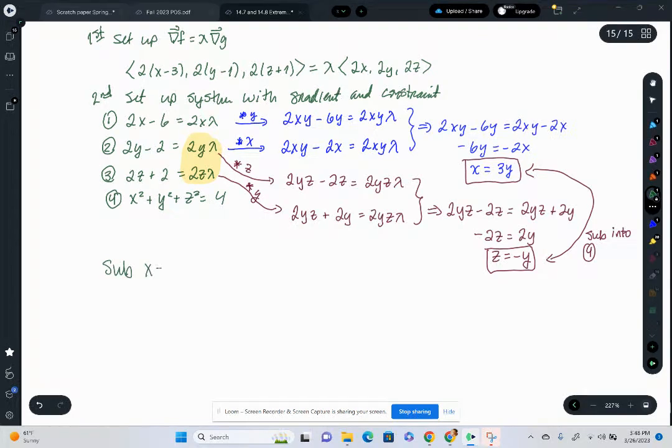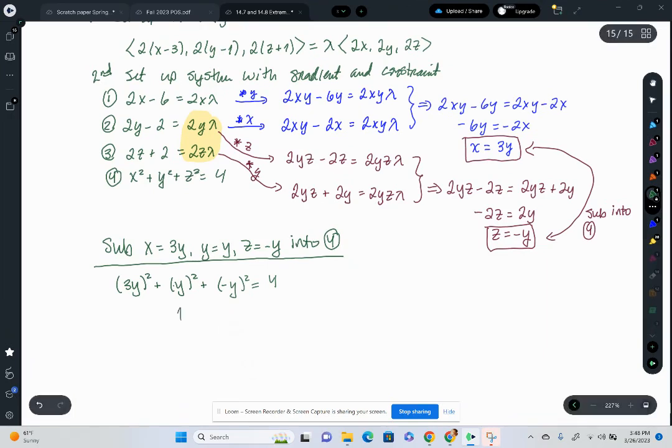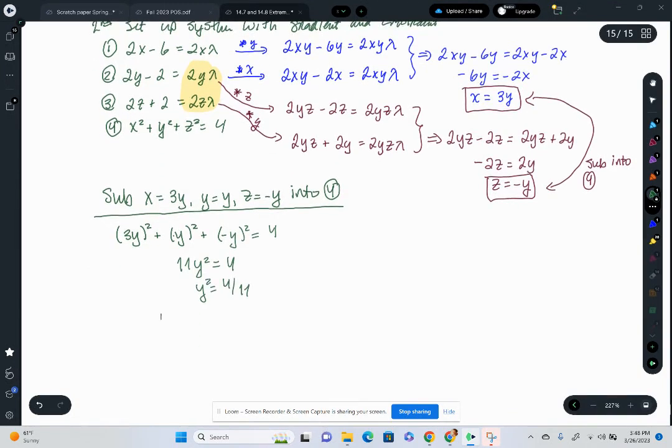equation 4. x equals 3y, y equals y, and z equals minus y into 4. When we do that, we get (3y) squared plus y squared plus (negative y) squared is equal to 4. This gives me 9, 10, 11 y squared is 4, or y is equal to 4 over 11. Sorry, that's y squared. So y is equal to plus or minus 2 over the square root of 11.